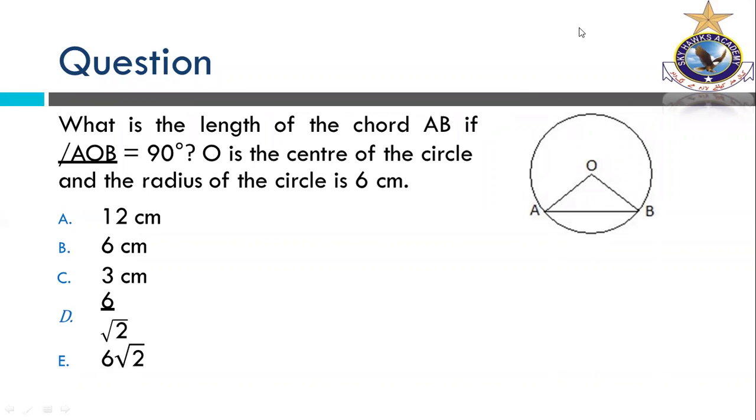So please, if you can read this one. It's a simple problem. What is the length of chord AB if angle AOB is 90 degrees, O is the center of the circle, and the radius of the circle is 6 centimeters? The problem is very simple. It's a combination of circle and triangle. So we have these choices, and at random we can make any choice.